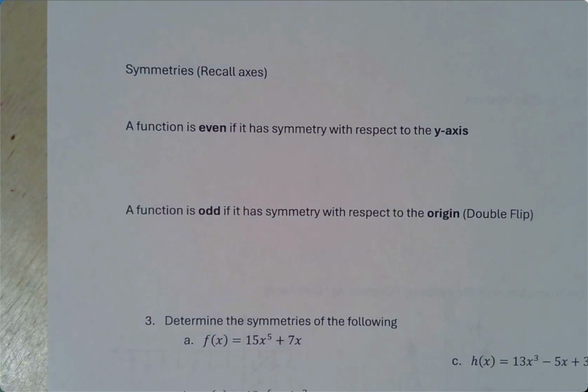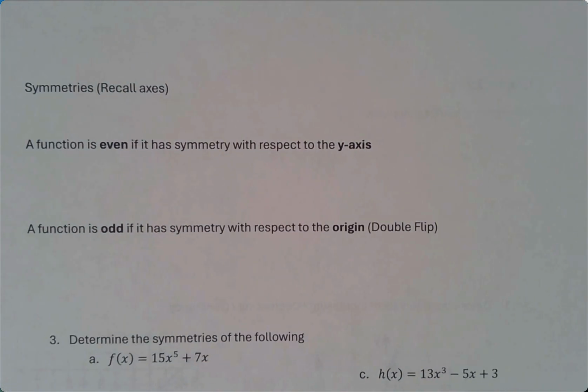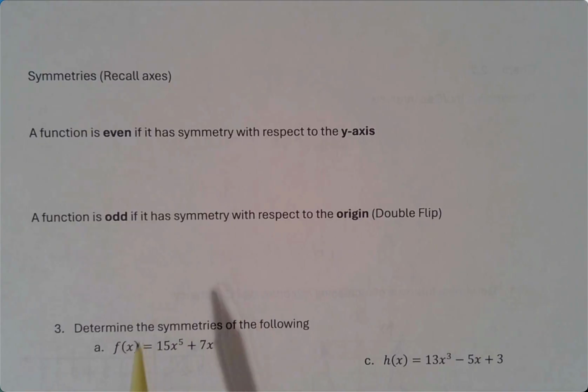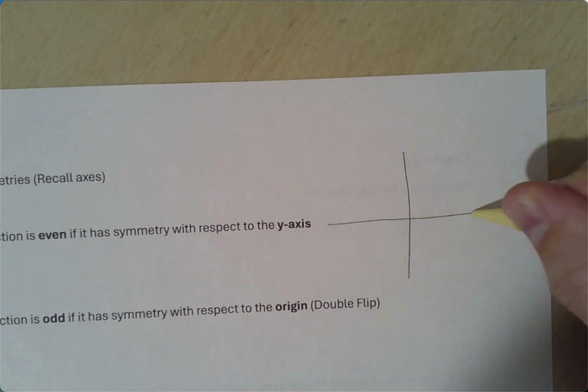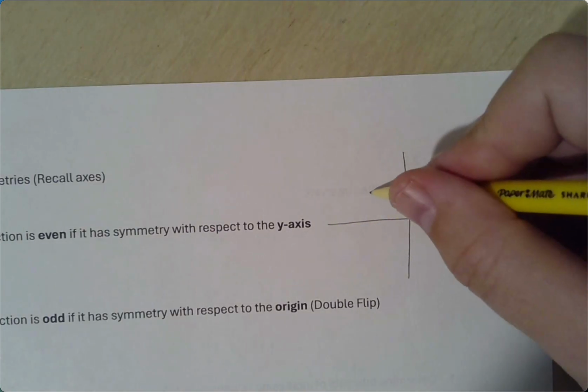Up next, we dive into symmetries. Now, these symmetries are kind of the wackiest things to look at. But we're kind of just going to write it out here, that a function's even if it has symmetry with respect to the y-axis, and we're going to say a function is odd if it has symmetry with respect to the origin. And so first, I just want to show you some visuals of what that would look like.